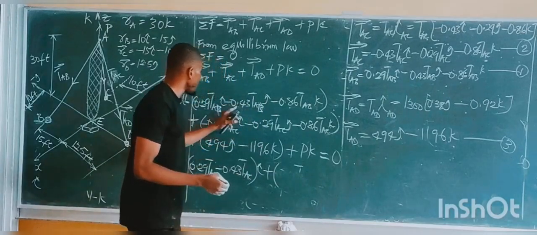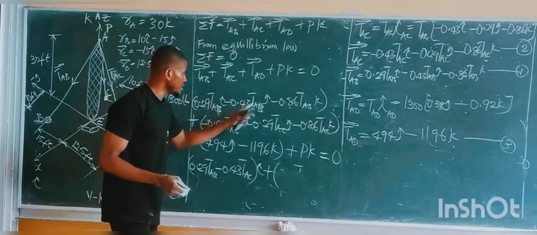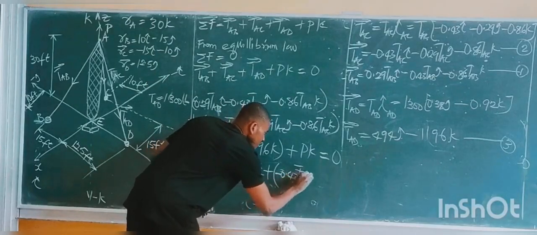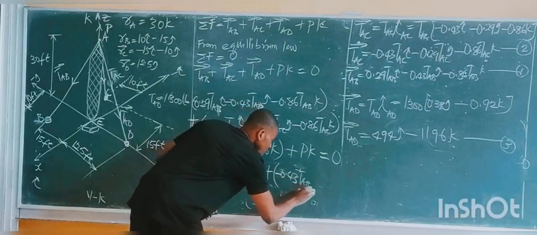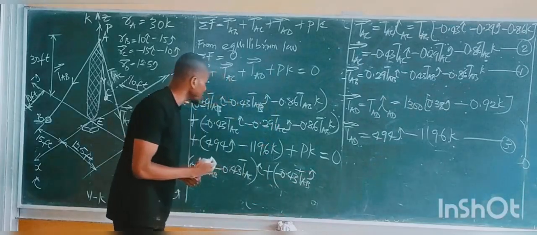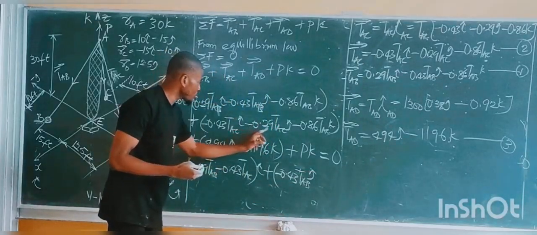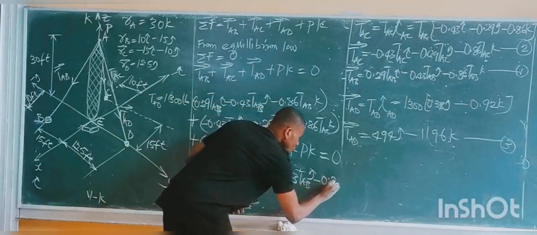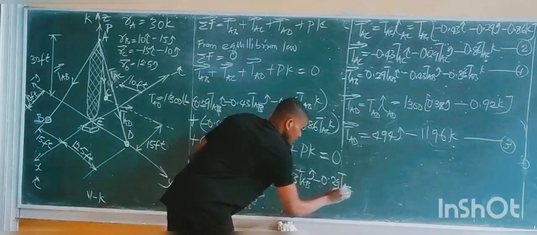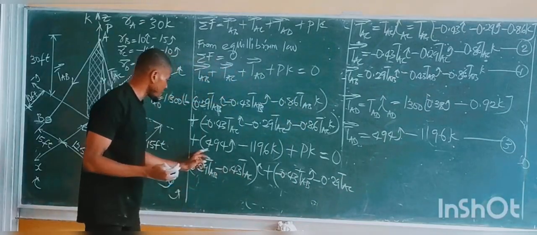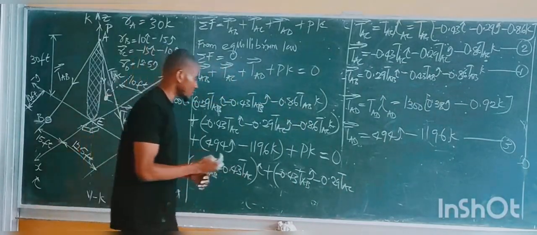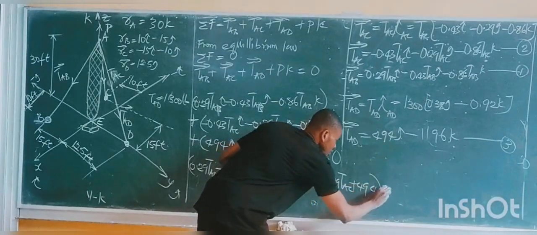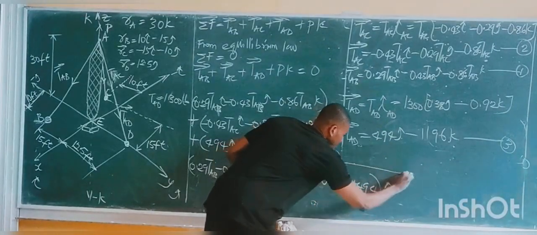We have minus 0.43 TAB in the J direction. We also have minus 0.29 TAC in the J direction. Finally, we have plus 494 in the J direction.